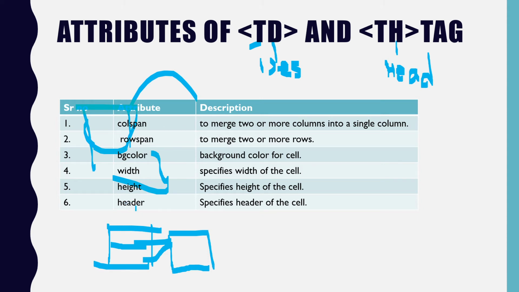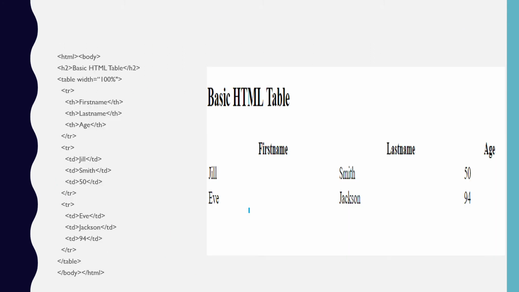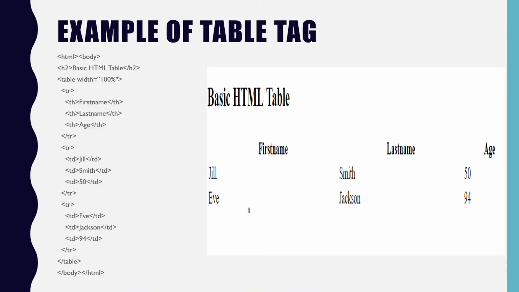Next one is header. It specifies the header of the cell. Now next, here we have implemented the table tag. Starting with the HTML and body tag, here in H2 I have written basic HTML table. So here is the output. Then table width I have taken 100%. You can take 80, 90, 70 as per your wish. I have taken 100%. That is why you are seeing the bigger output.